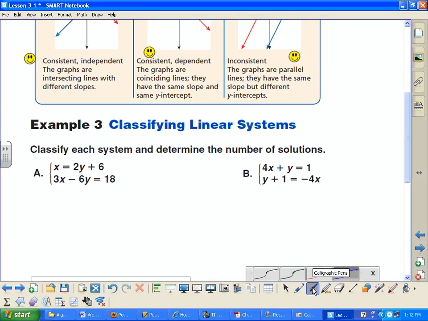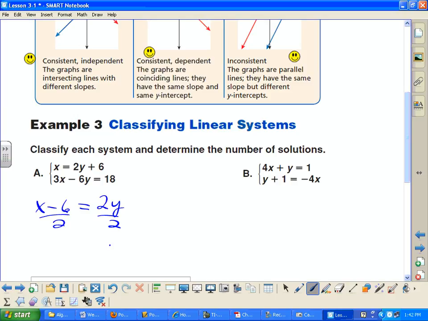So letter A, we're going to solve for y. The first line, we will subtract 6, so we get x minus 6 equals 2y. Then divide by 2. Now, you have to make sure that you simplify this. So a reminder, this is 1x. So it's going to be 1/2 x minus 3. We're dividing both parts by 2. With the second equation, we'll subtract 3x, so we get negative 6y equals negative 3x plus 18.